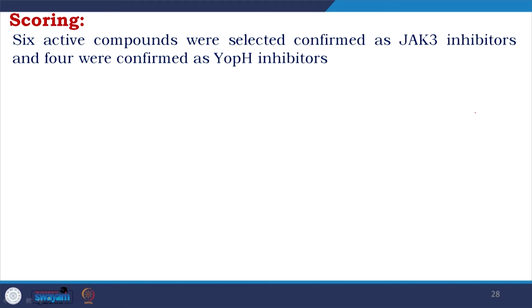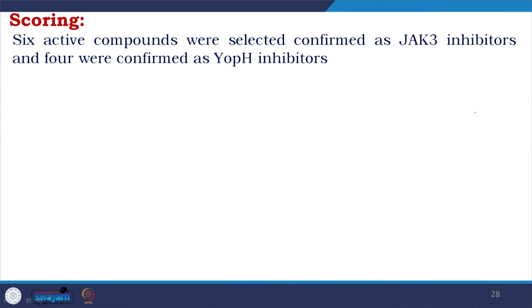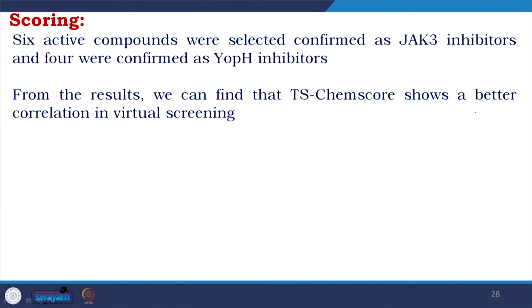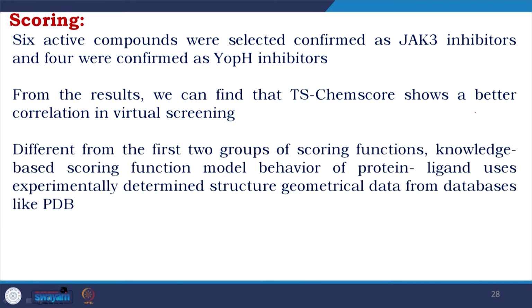So, empirical ones are rough, they are quick, but generally their values do not make much sense, whereas, as you see in the chem score, the modern developed empirical scoring function is actually working, which is a great sign. From the results, we can find that TS chem score shows a better correlation in virtual screening in comparison to the existing scoring functions which we have worked with up to now.